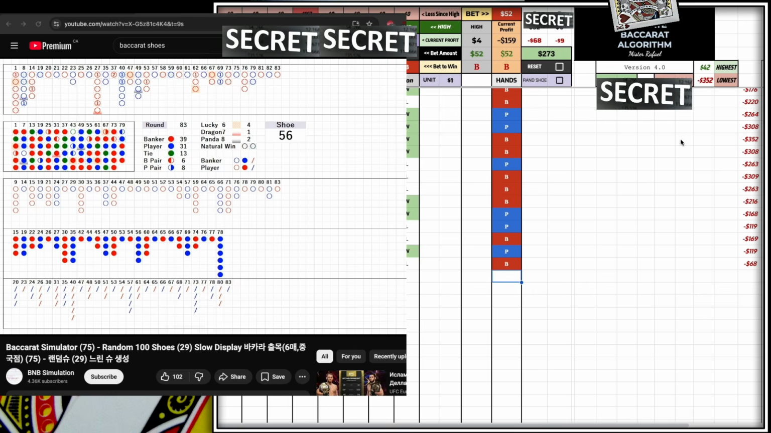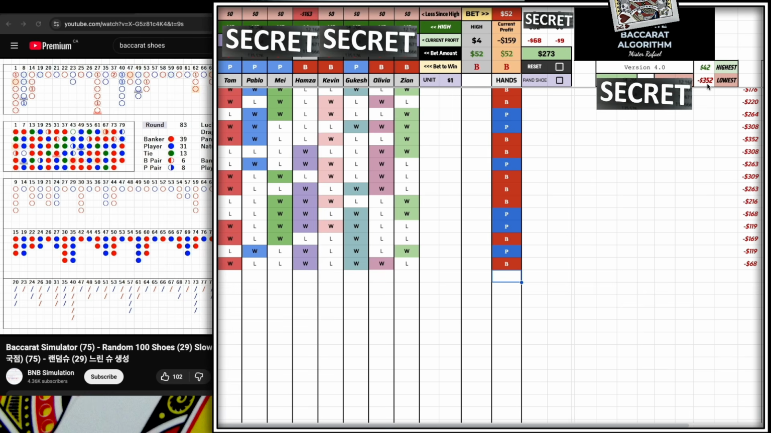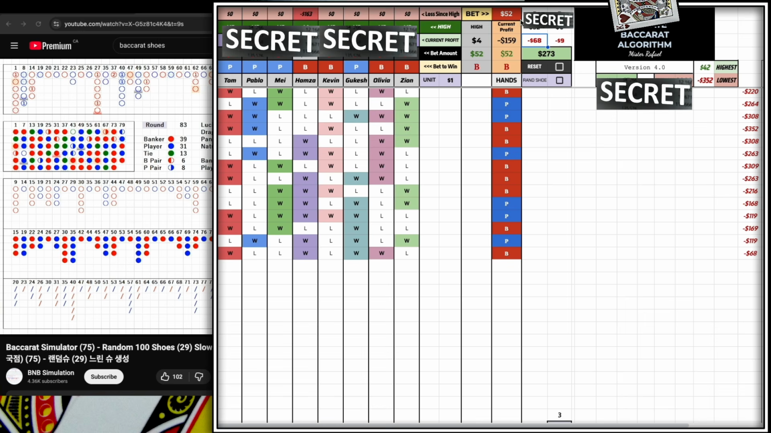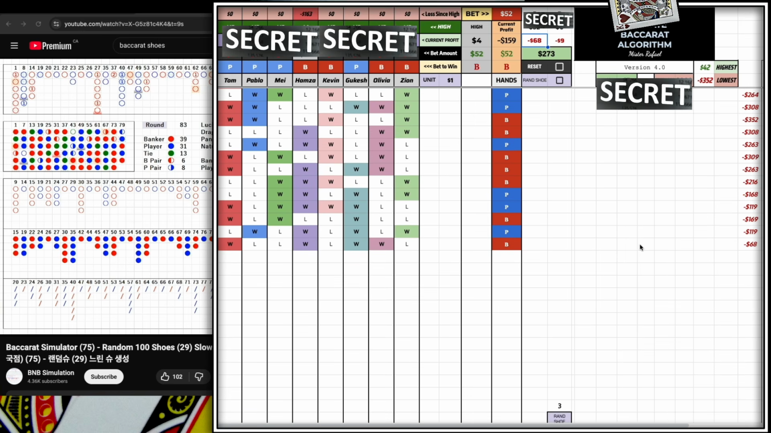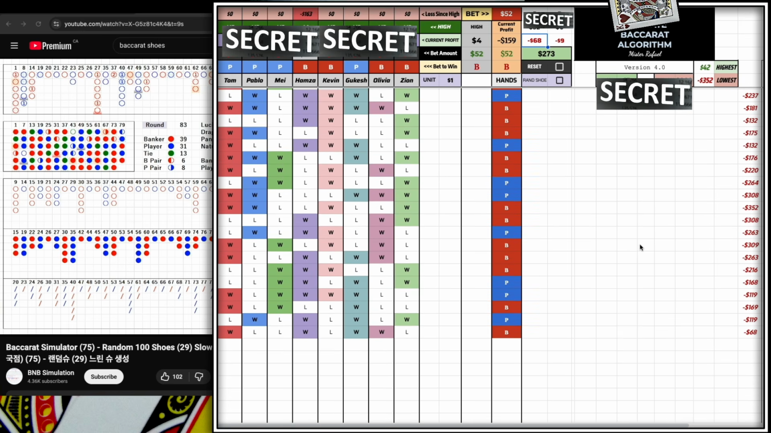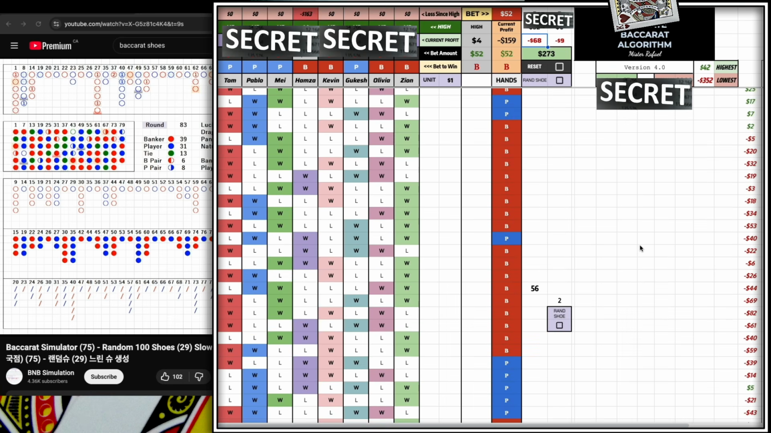All right, so we got down to minus $352. Our high was $42, but we're sitting at minus $68. Not too bad. Next bet is $52 on Banker. So we're going to need a third shoe here.